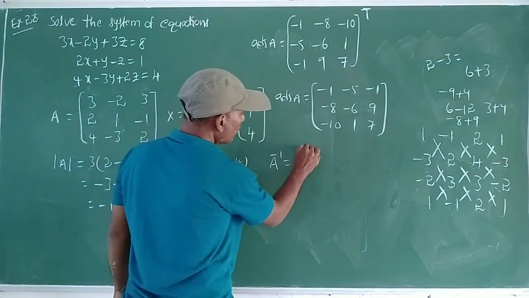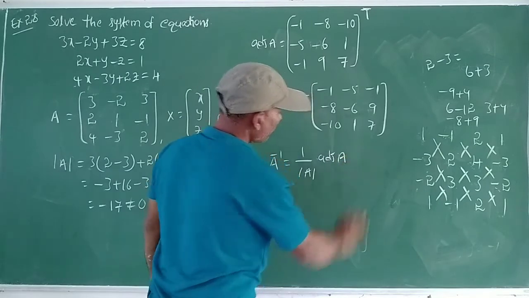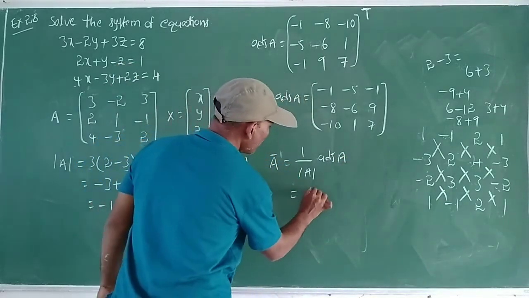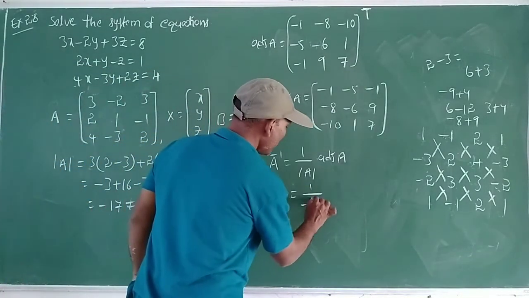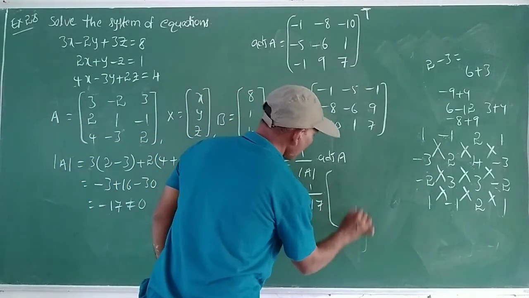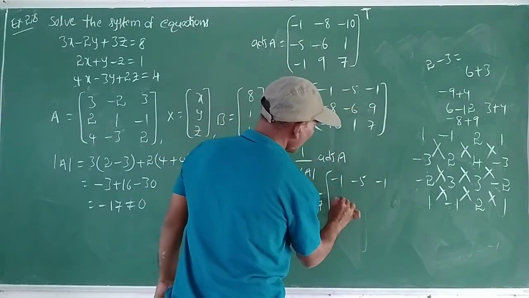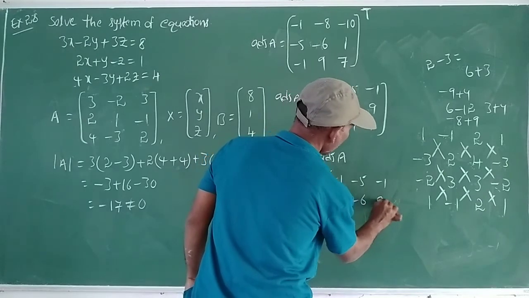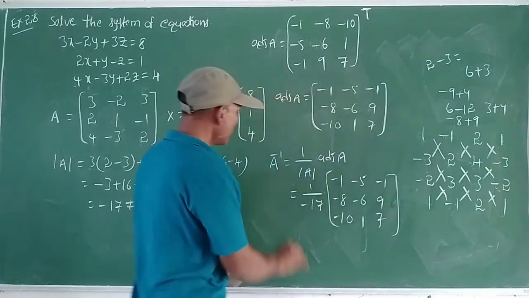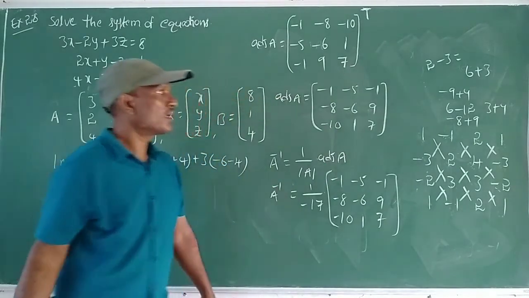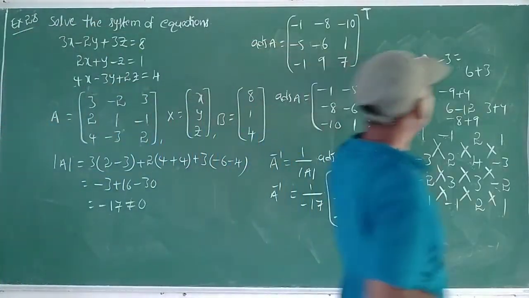Okay, adjoint. After that, A inverse. A inverse is equal to 1 by det A into adjoint A. Det A value is minus 17, into adjoint A. Adjoint A: minus 1, minus 5, minus 1, minus 8, minus 6, 9, minus 10, 1, 7. This is A inverse. Next, capital X equal to A inverse B.